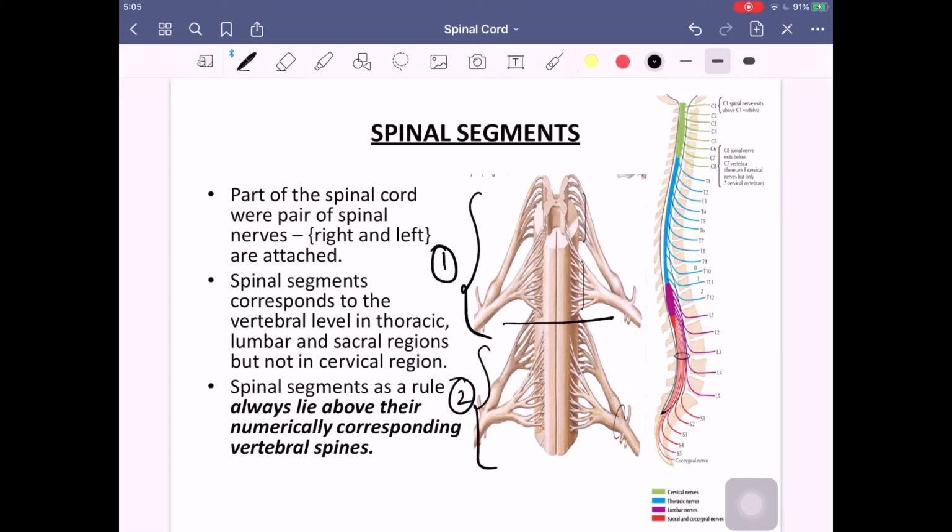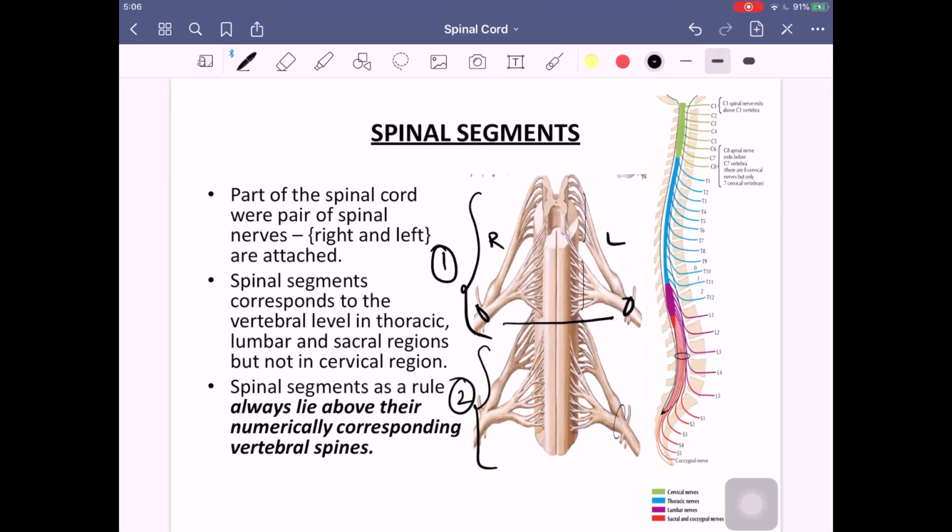A spinal segment is defined as a part or section of the spinal cord with a pair of spinal nerves. So it should have a pair, that is, on the right side and left side you should have a spinal nerve. Then that particular piece is what we call a spinal segment. These spinal segments correspond to vertebral levels in the thoracic, lumbar and sacral regions, but not in the cervical region. So let us see.